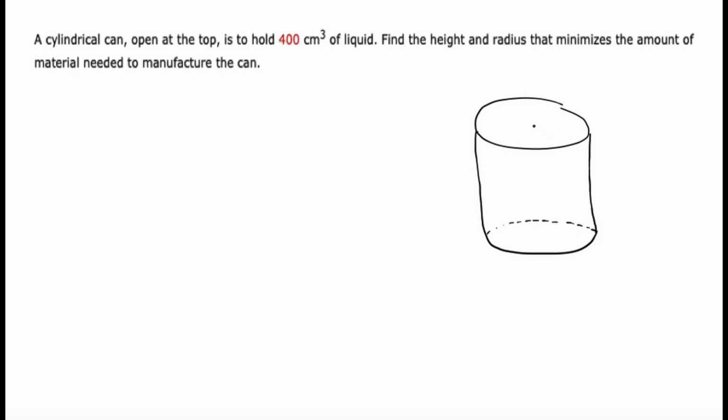So the can has a height, which I'll call h. It also has a radius, r. And they want us to find the minimum material needed. So that's the minimum surface area of the can. They want the can to be open at the top, which means that the only surfaces we're going to deal with here will be the bottom of it and also the side of it.